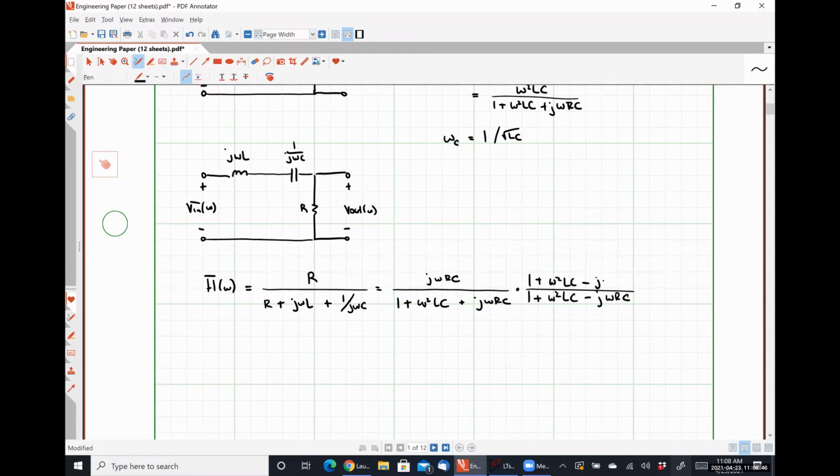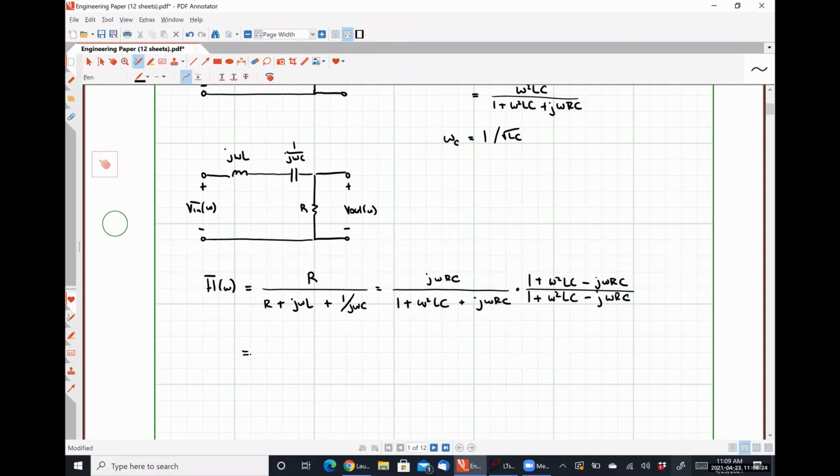So I'm multiplying by the complex conjugate of the denominator over the complex conjugate of the denominator. And this is going to give me, let's do it down here. Let's see what's happening here. So we're obviously going to have in the numerator a factor of j omega RC times 1 plus omega squared LC. Since that has the j, that's going to be the imaginary part.